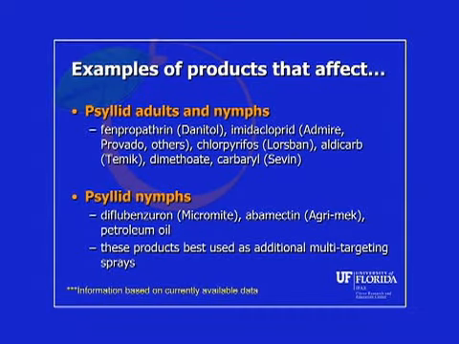Products that control only psyllid nymphs, here's some examples that include things such as diflubenzuron or Micromite, abamectin or Agri-Mek, and also petroleum oil will provide some control of psyllid nymphs. And again, these latter products that provide control of psyllid nymphs are probably best used as additional sprays for multi-targeting of psyllids.